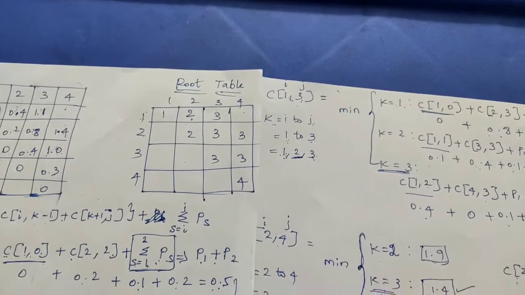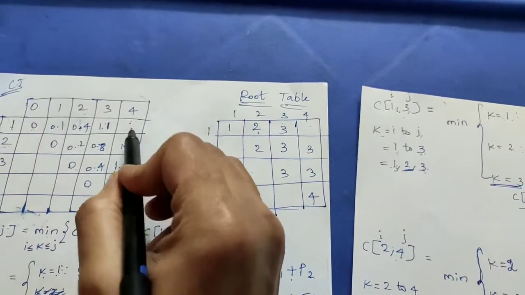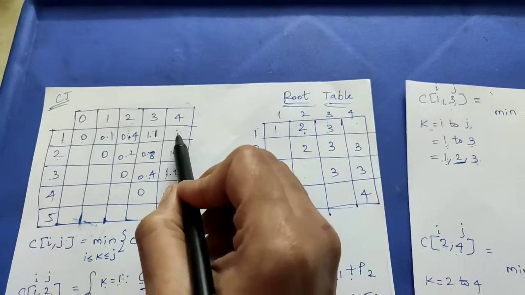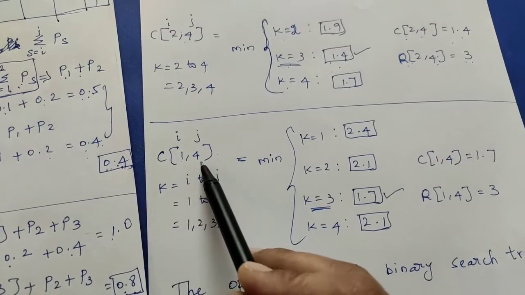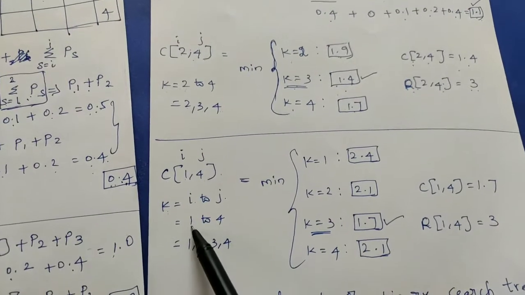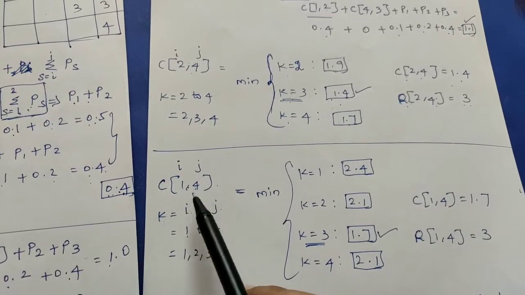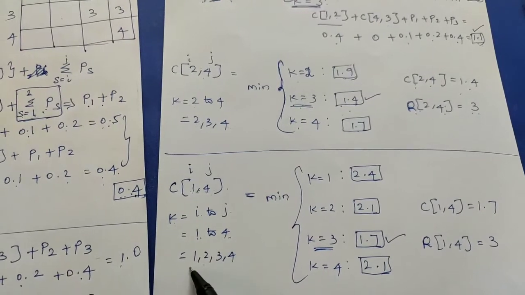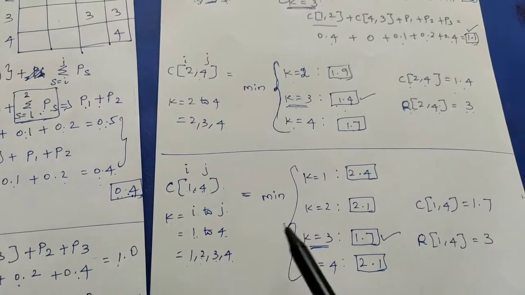I have filled it. So similarly, the last location can be filled. What is the last diagonal location which is pending? 1 comma 4. So you have to find the cost of 1 comma 4. Here i is 1, j is 4. Find the k value. The k value ranges from i to j, that is 1 to 4. In between 1 and 4, 2 numbers are missing, 2 and 3. Those also should be processed for k. So k ranges from 1 to 4, that is 1, 2, 3, 4. So for all these 4 values, you need to process your k.